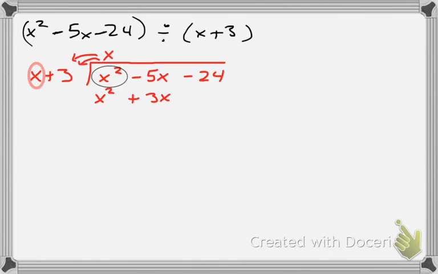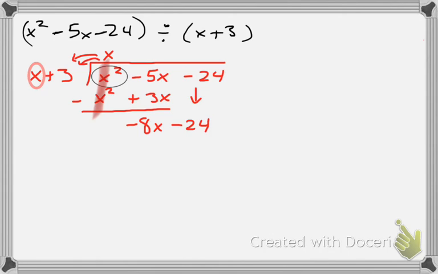Then we subtract. If you did it correctly, you should have identical terms at the beginning. The x squared's there. That first term should always be identical, and it should cancel with this subtraction. Then you subtract the second terms, negative 5 minus 3, negative 8x. Pull down the next term, and now you repeat the process.